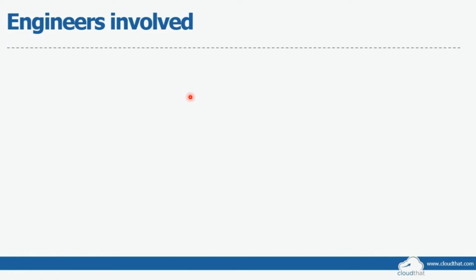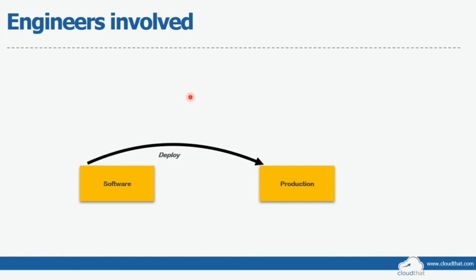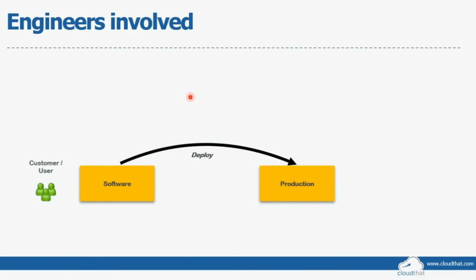We will see what all engineers are involved in this process. So what is our mission? We have to create a software and we have to deploy it into production servers so that the customer can now use the software. So first, we need to develop software and deploy that.